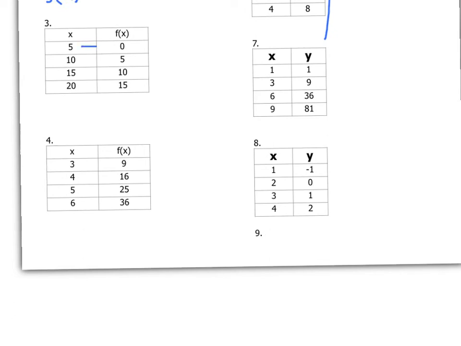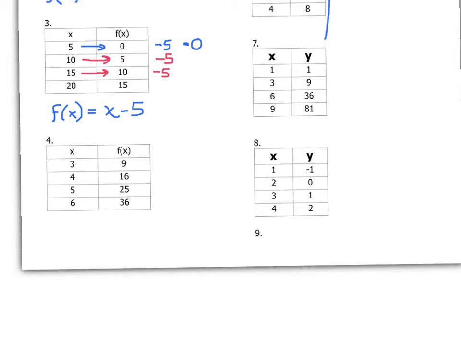So how did we go from 5 to 0? Well, we could have subtracted 5 or multiplied by 0. How do we go from 10 to 5? Well, we subtract 5. That looks like it might be a pattern. Let's look. 15 to 10. Look at that. Subtract 5. So let's write the rule. The function of x is x minus 5.